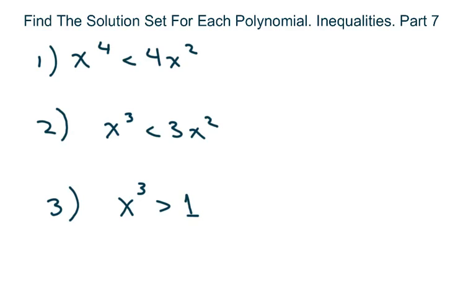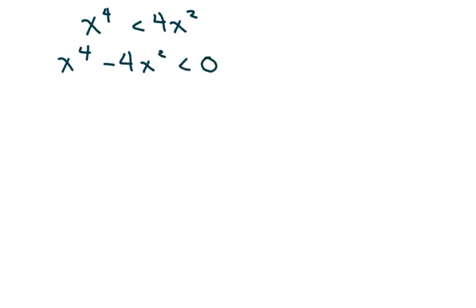So these are inequalities. The first one we're going to do is x to the fourth is less than 4x squared. Now I'm going to move the 4x squared over to the left side by subtracting it from both sides. And that's going to be less than 0. So we want to know all values that will make this function negative. Now I'm going to factor out x squared, and I get x squared times x squared minus 4 is less than 0.